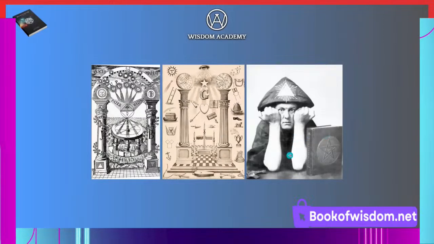This is Aleister Crowley. This is all symbolism. This is the 2 pillars with the all-seeing eye and the triangle at the top. Aleister Crowley was a master magician, a very powerful dark magician, black magician. There are two types of magic. You have white and black, just like the Masonic checkerboard. You have good and evil.